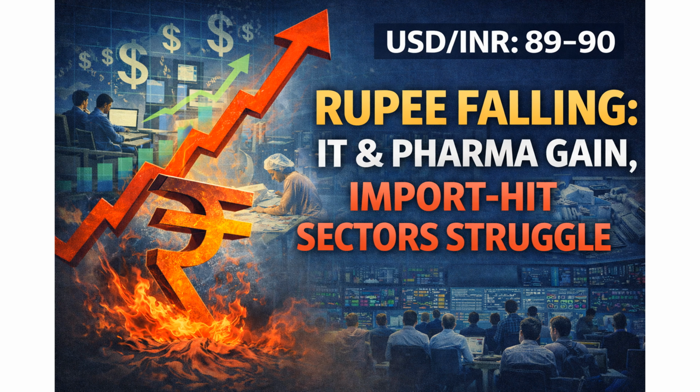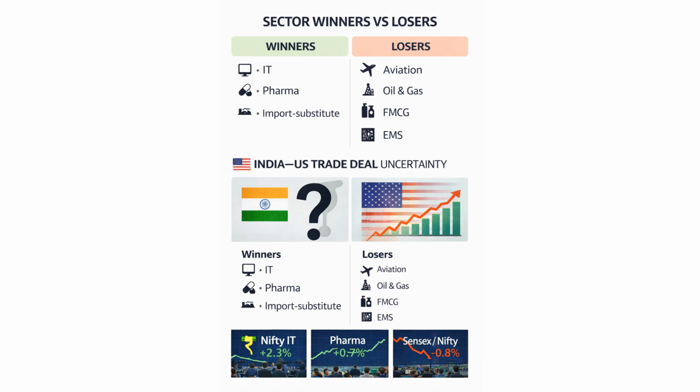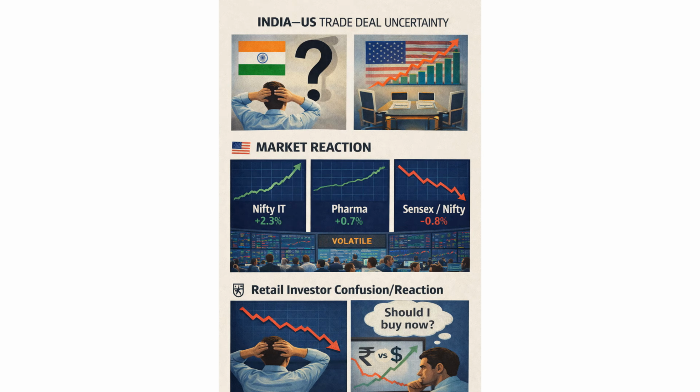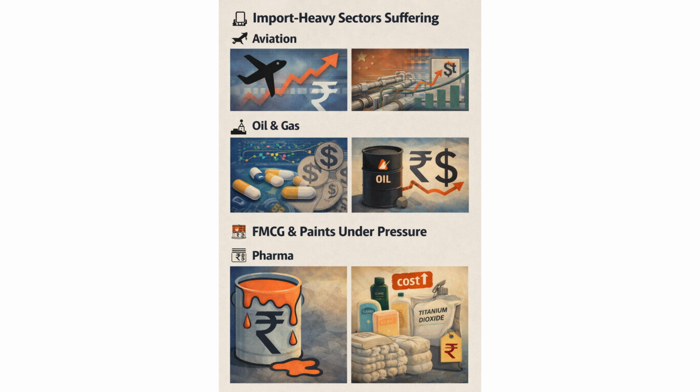Pharmaceuticals, currency tailwind meets structural strength. India's pharmaceutical sector occupies a slightly different but equally interesting position. Like IT, pharma companies derive a substantial portion of revenues from overseas markets, particularly the United States. A weaker rupee boosts export realizations, improves pricing flexibility, and enhances competitiveness in regulated markets. Unlike IT, however, pharmaceuticals are also influenced by regulatory dynamics, price control, and compliance costs.